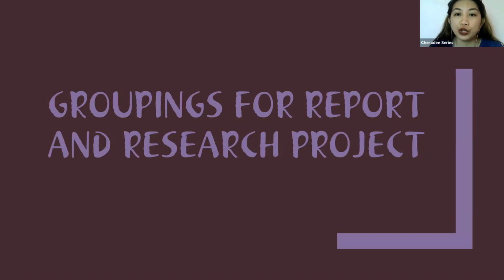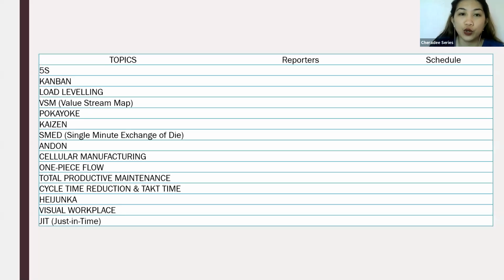So now we'll proceed through the groupings for the report and the research project. These are the topics that you will be assigned to. We have 1, 2, 3, 4, 5, 6, 7, 8, 9, 10, 11, 12, 13, 14, 15. 15 manisiya. So if you are 10 members, 15 divided by 10, 1.5. So naagi groups nga duha ka topics ang ilahang i-discuss. Somehow these topics are also related to one another. So ako sang i-create ha ang mag-excel ko.